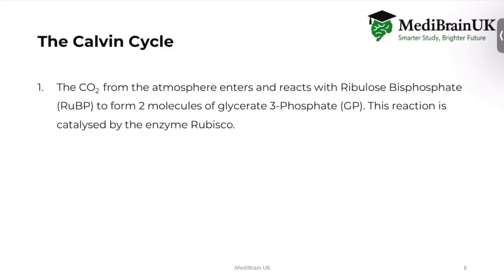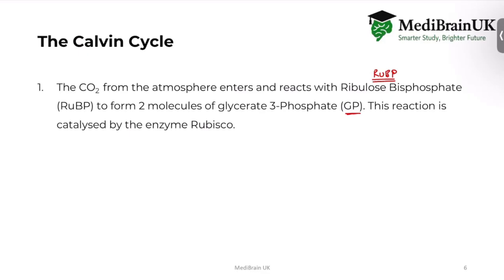So the first stage: the CO2 from the atmosphere enters and reacts with ribulose bisphosphate. That can be shortened to RuBP. You don't need to learn the full word, you just need to learn RuBP. So the CO2 is going to enter and react with RuBP, and it's going to form two molecules of glycerate 3-phosphate. Again, that's not a word you need to know. You can just learn GP. And the reaction is catalyzed by the enzyme rubisco.